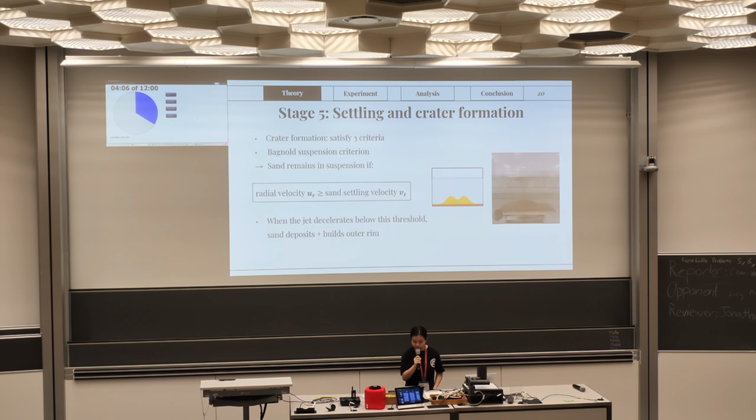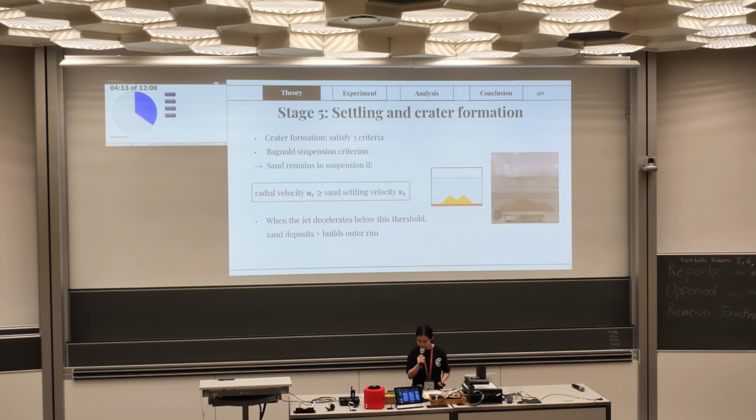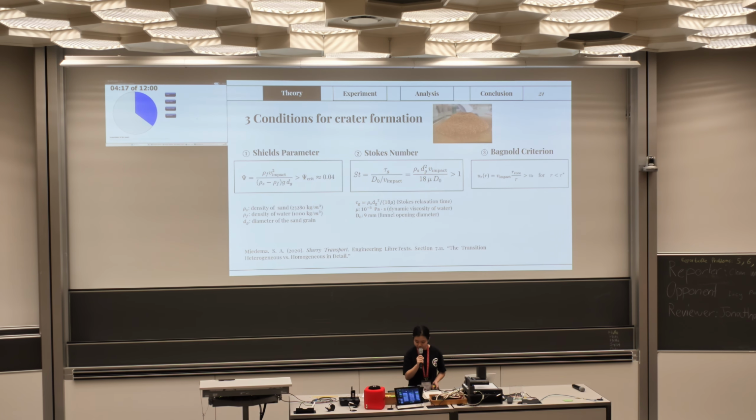In stage 5, as the radial velocity of the jet slows down below the settling velocity, the sand will deposit and build the outer rim. For a crater to form, 3 criteria must be satisfied. First, the Shields parameter must exceed 0.04, which is a literature value, as it ensures that grains are mobile. Stokes number must also exceed 1, ensuring the grains have enough inertia, while the Bagnold criterion requires the radial velocity at the impact point to exceed the grain settling velocity.